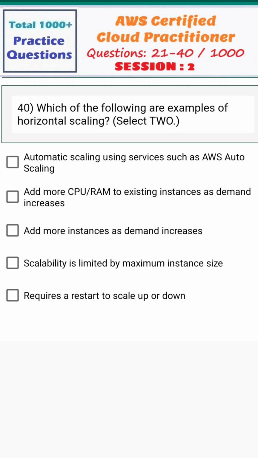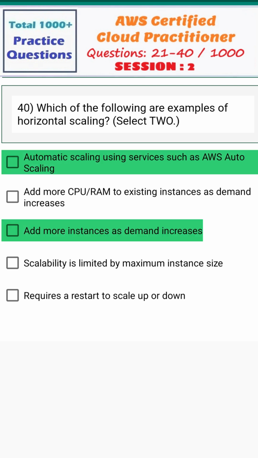40. Which of the following are the examples of horizontal scaling? You have to select 2 options. First option, automatic scaling using services such as AWS auto scaling. 2, add more CPU or RAM to existing instances as demand increases. 3, add more instances as demand increases. 4, scalability is limited by maximum instance size. 5th, requires a restart to scale up or down. Guess the answer. Option 1, automatic scaling using services such as AWS auto scaling, and 3rd option, add more instances as demand increases are the correct answers.